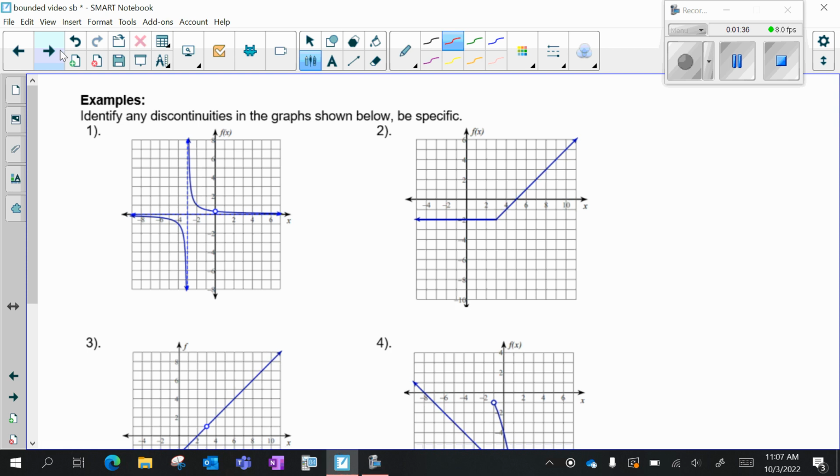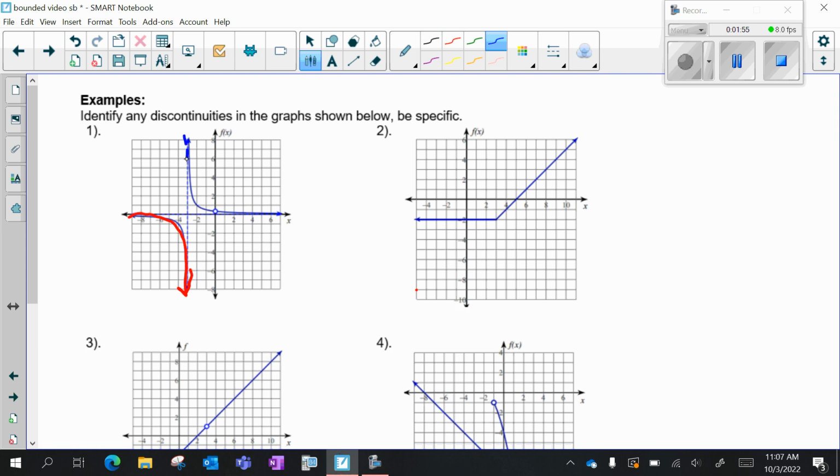So here are some examples. We're going to identify any discontinuities in the graph, and we're going to be as specific as possible. So let's take a look at number one. If I go to trace my graph, I can't continue tracing. So there's definitely a discontinuity.